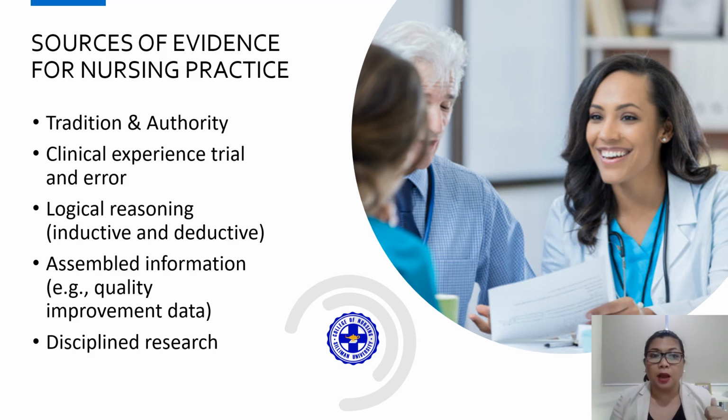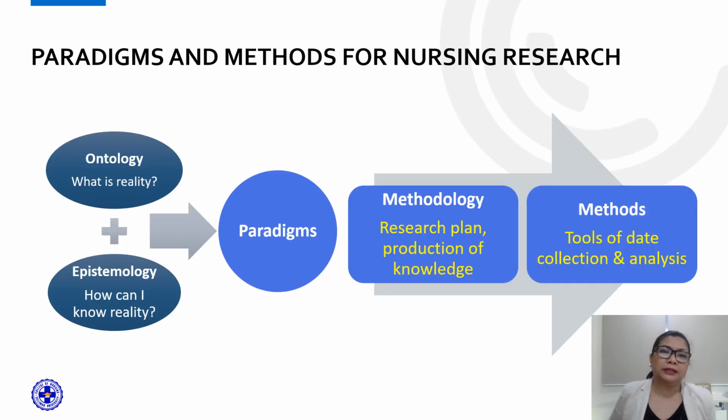And of course, one of the sources of evidence for nursing practice is disciplined and systematic research. So if you look at the paradigms and methods of nursing research, we have to consider different ways of looking at things. When you talk about paradigms, it's ontology and epistemology. These look like very big words. If you have studied philosophy, this is probably familiar to you. But ontology is looking at what is reality, okay? And epistemology answers the question, how can I know reality?